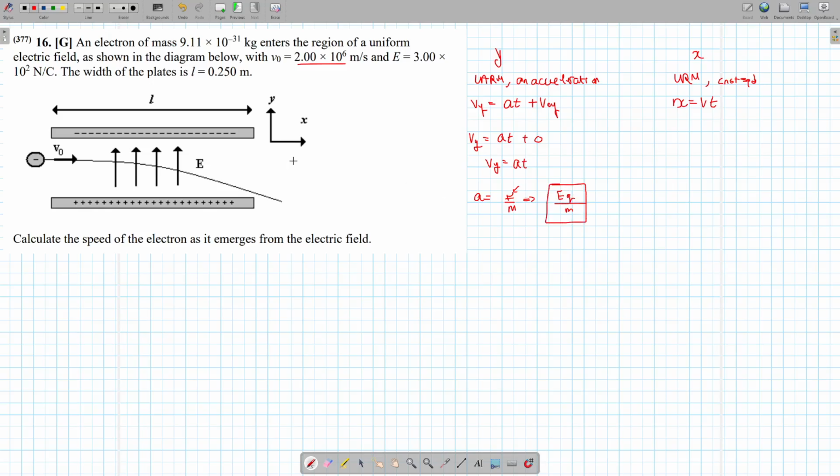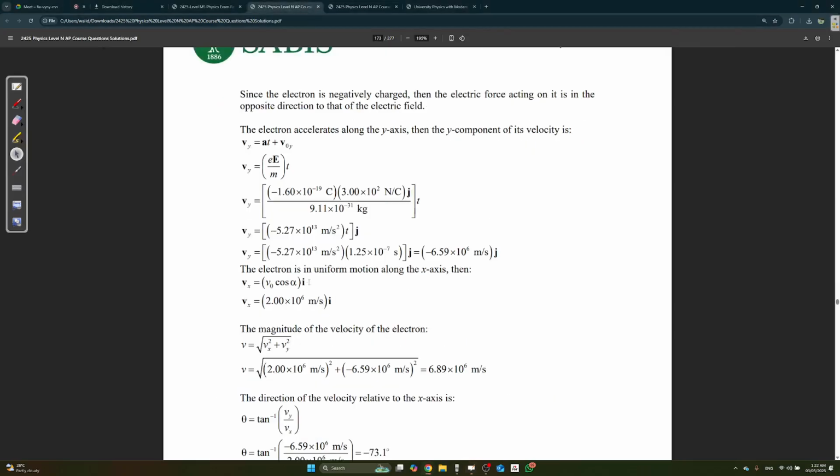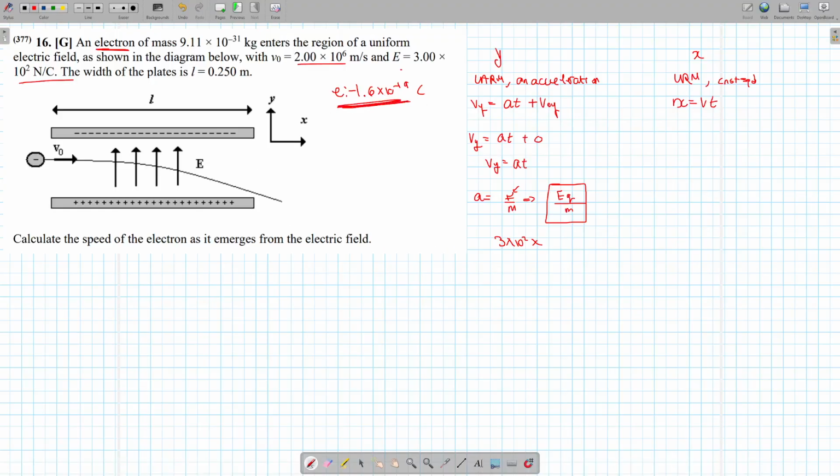And this is all given in the question. What is the electric field? It's 3 times 10 to the power of 2. What's the charge? Q is charge. What's the charge of the object? It's not given. Why is it not given? Because they told us it's an electron. They expect you to have it memorized. You need to know that the charge of an electron is negative 1.6 times 10 to the power of negative 19 coulombs. Yes, you need to have this memorized. You have to.